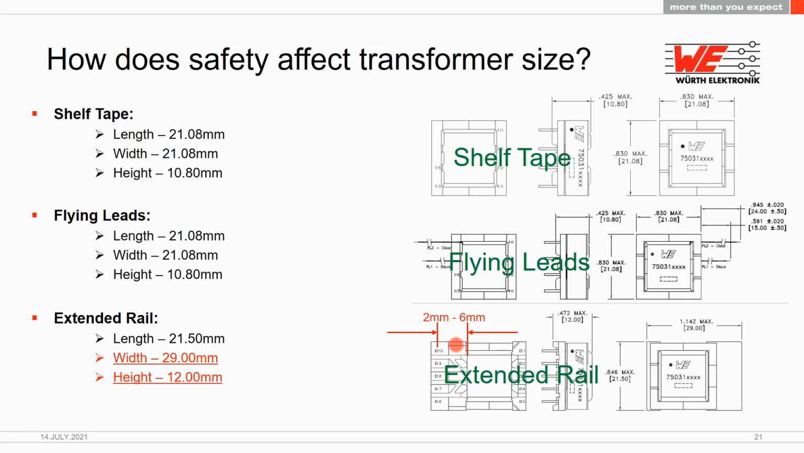In the case of a basic insulated design, it may be 2 to 4 millimeters. In the case of a reinforced design, it could be 4, 6, or possibly even 8 millimeters.